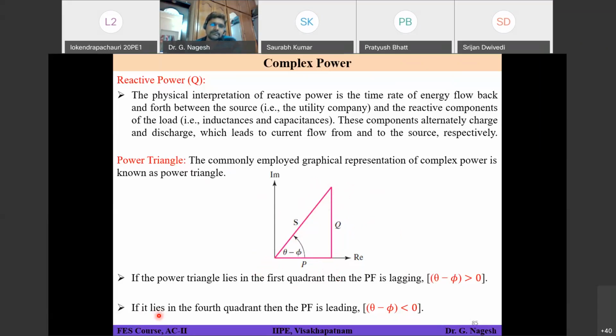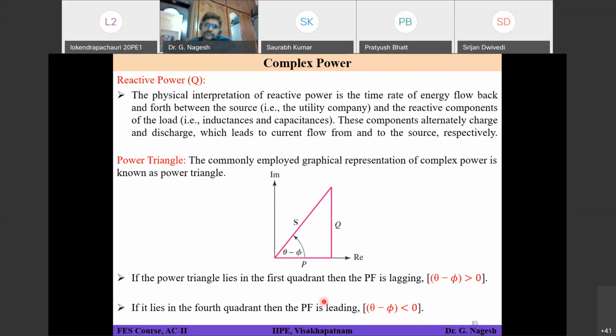If the power triangle lies in the fourth quadrant, that means below this, exactly opposite to this, then your power factor is leading and theta minus phi will be less than 0. That means it will come in the downward direction. So by seeing the power triangle itself, you can guess the nature of the load.